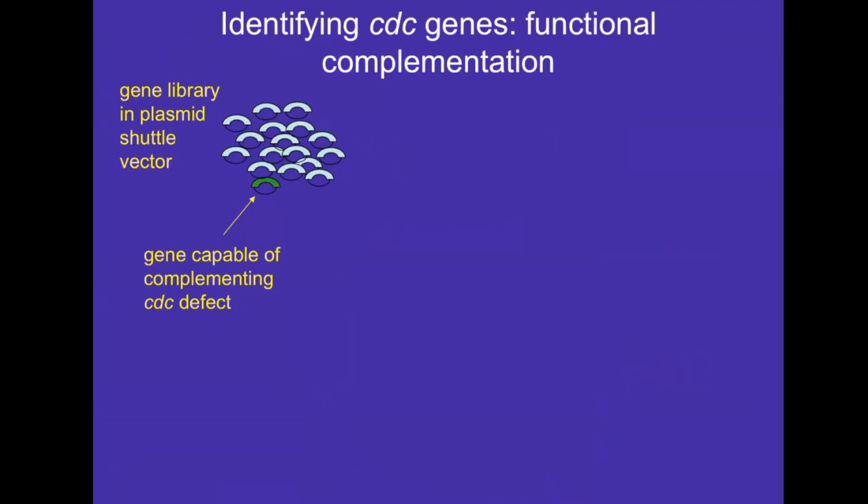And the idea here is that we start out with a collection of all possible yeast genes just by smashing up the yeast genome into fragments, sort of bite-sized chunks, and introducing each of those chunks into a circular DNA molecule, a plasmid, and generating a large collection of different plasmids, each of which has a random fragment of the yeast genome from wild-type functional yeast cells.